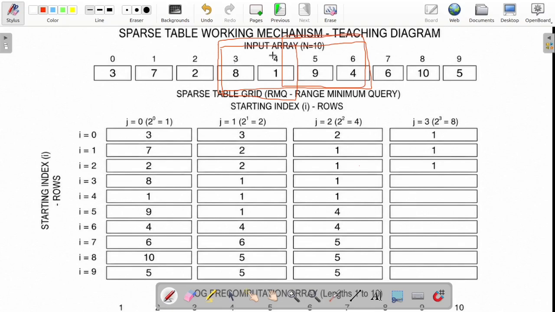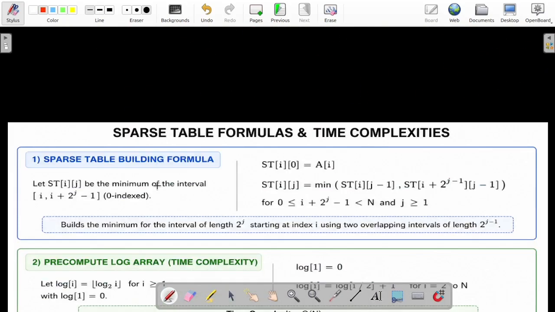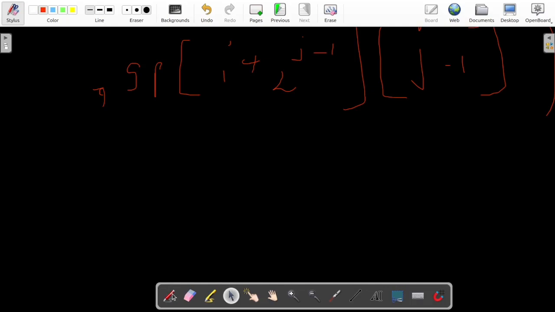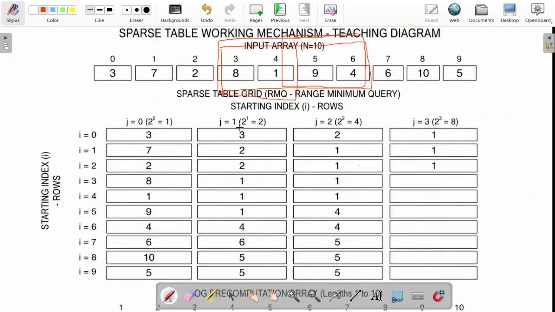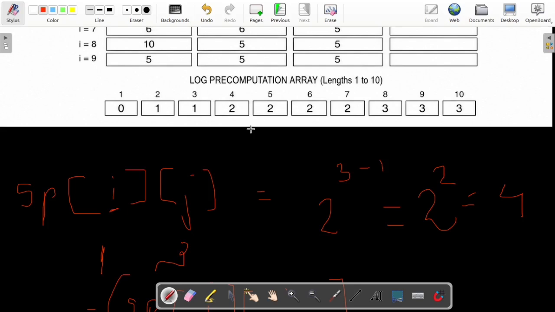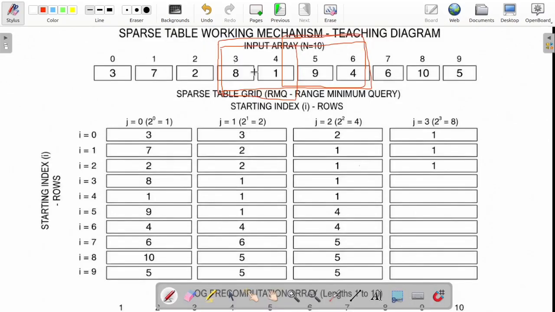3 to 4 and 5 to 6. Let me shift this below. Okay. Now how will you calculate? You will write simply SP of, from the third index for j equals 2, that is a length 4 segment. We need to consider two segments of length 2. Of course, we are standing on index 3. We need to calculate an answer for a segment of length 4. For calculating that, we are considering two segments of length 2.